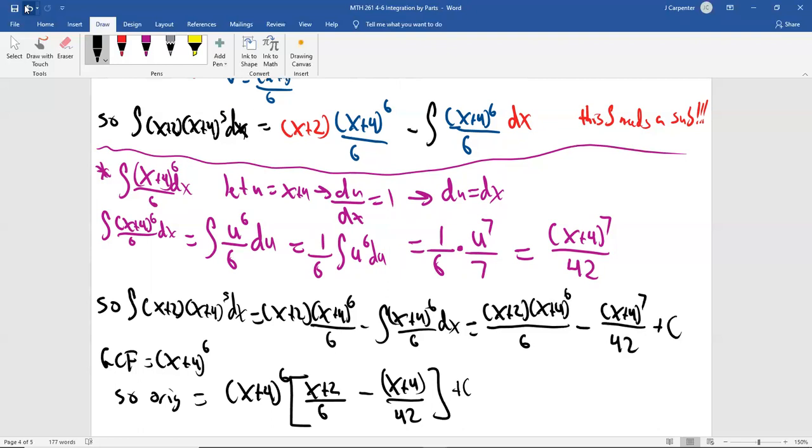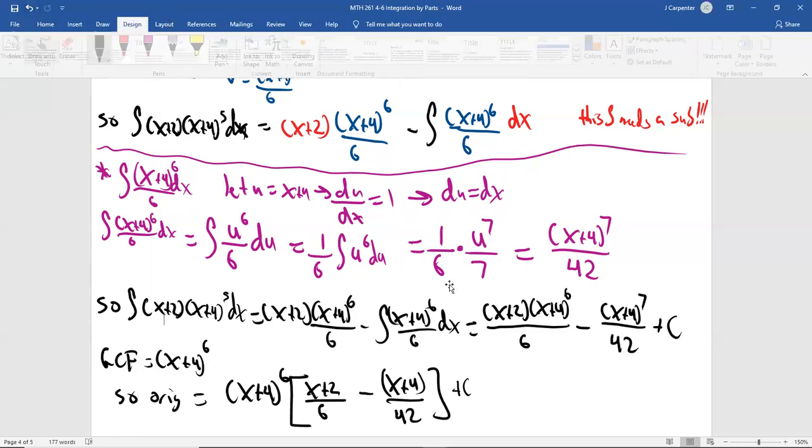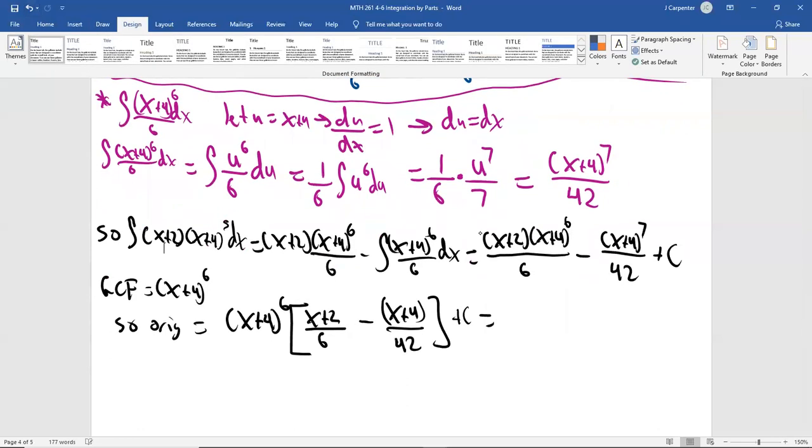Well, you can distribute your negative and then you can get an LCD from there. So this is going to become (x plus 4) raised to the 6th times, let me just go ahead and separate the fractions as well. So x over 6 plus 2 over 6 minus x over 42 plus 4 over 42. And the plus c to the side. Sorry, it's kind of squished in there.